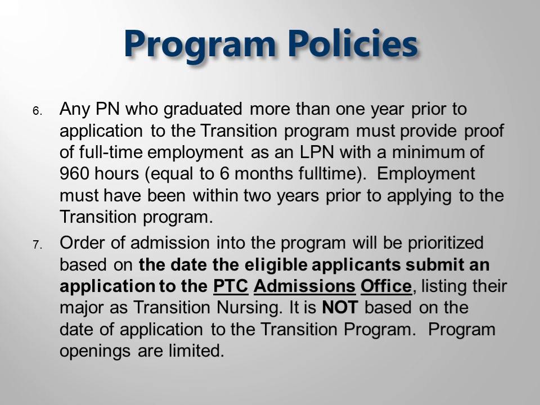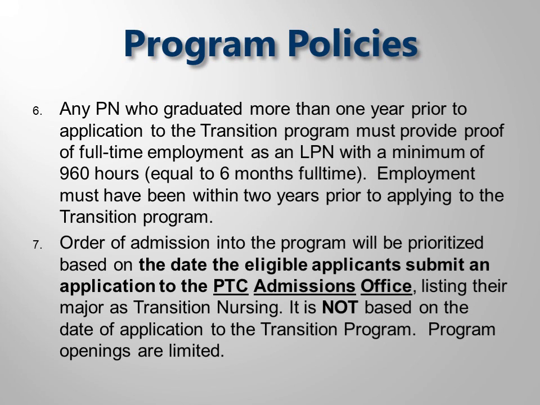Policy number 6 states that any practical nurse who graduated more than 1 year prior to applying to the transition program must provide proof that they have been working as a PN. You must have worked as a PN sometime within the past 2 years with a minimum of 960 hours of practical nursing employment. Once accepted into the program, you will be required to provide a letter from your employer to verify your employment.